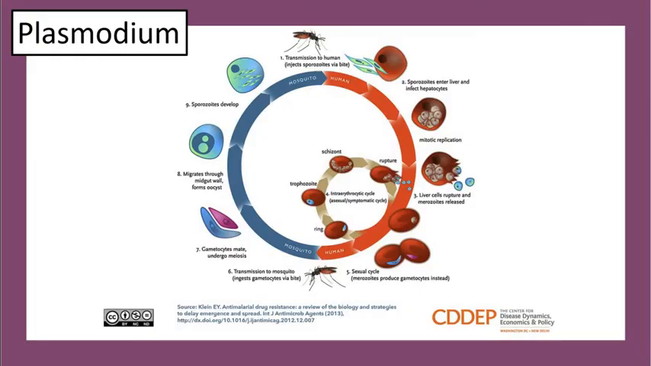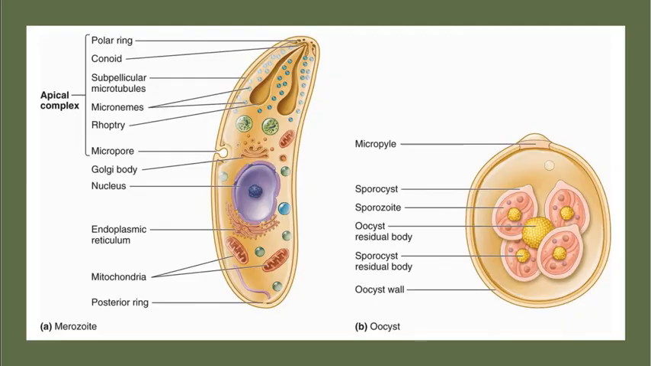Now, looking at the structures of the Apicomplexa, the big thing you want to know is where it gets its name from, which is the apical complex. Apex, remember, just kind of means the end, the point. And you can tell it has a very definite pointy end versus a round end.